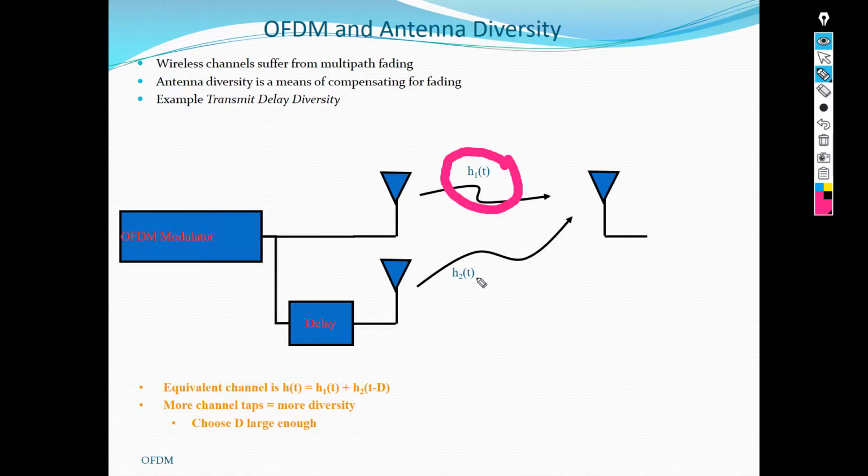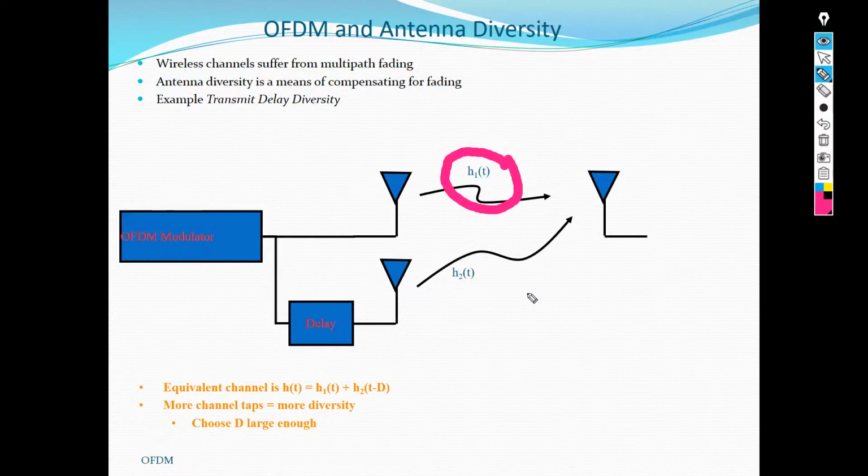If the channels H1 and H2 are the same, you don't get diversity, because diversity is all about creating some differences, receiving different responses, so that if it is bad in the first, it's good in the second. If it is bad in the second, it's good in the first antenna or first transmission.